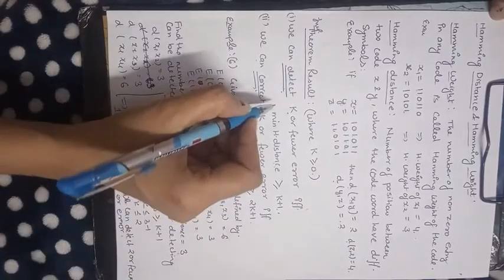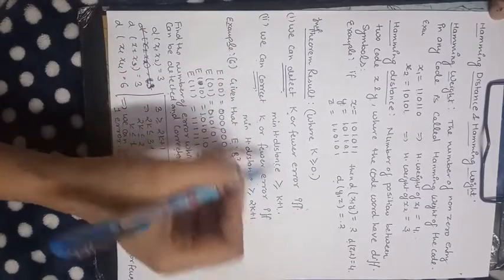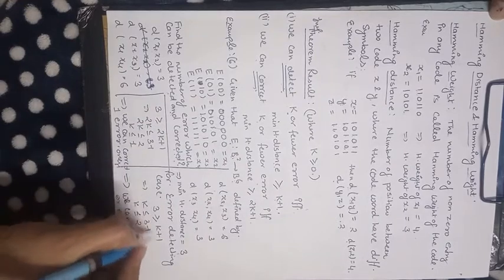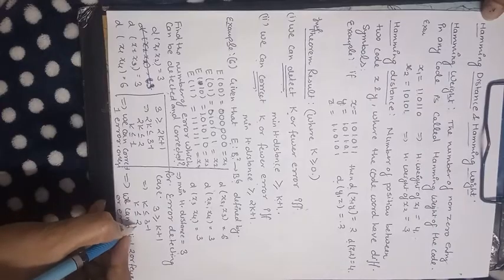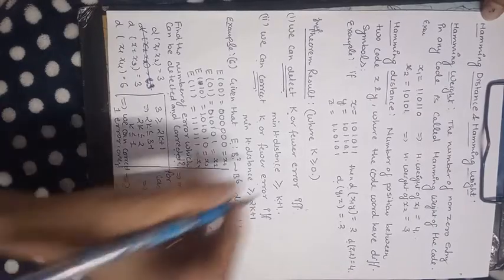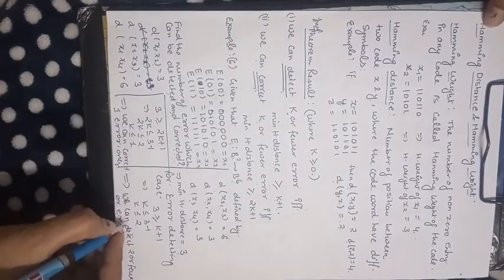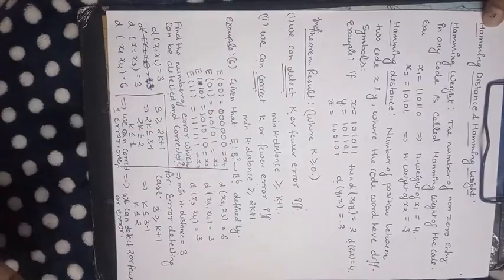Now, based on this theorem, we can detect k or fewer errors if the minimum Hamming distance is greater than or equal to k plus 1. That means 3 should be greater than or equal to k plus 1, and after solving we get k should be less than or equal to 2. The condition on k is that k is always greater than or equal to 0 here. That means we can detect 2 or fewer errors in this code.